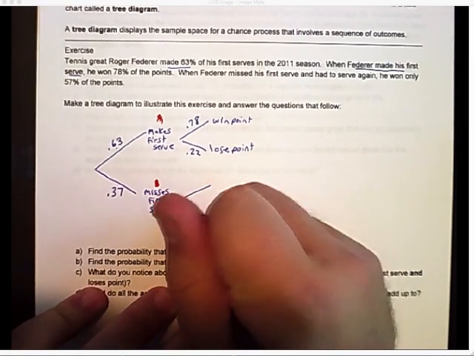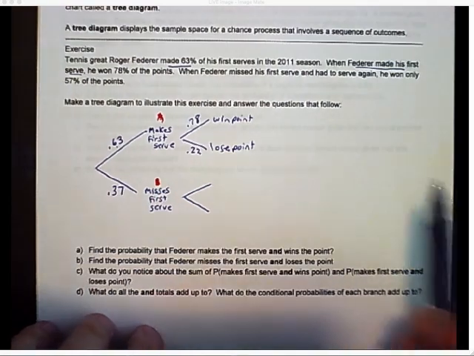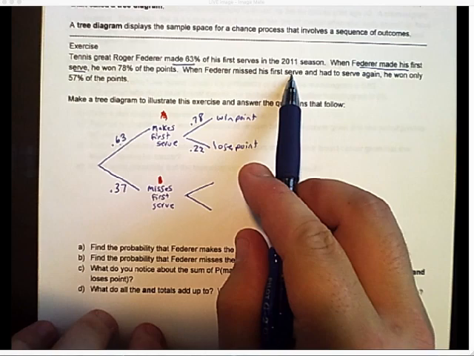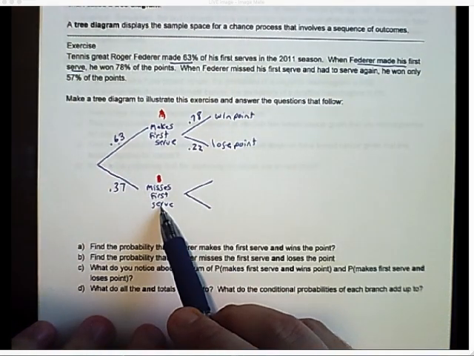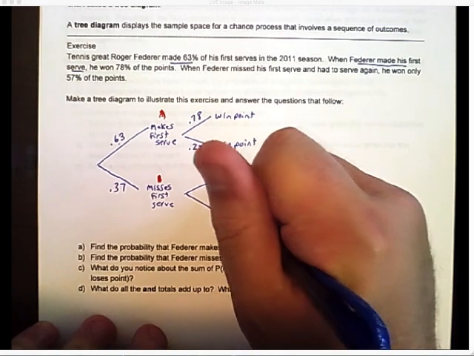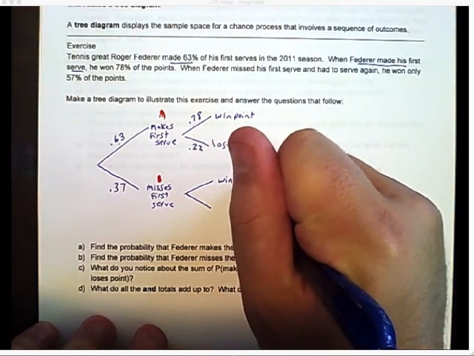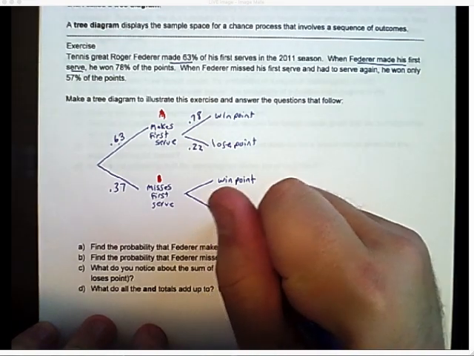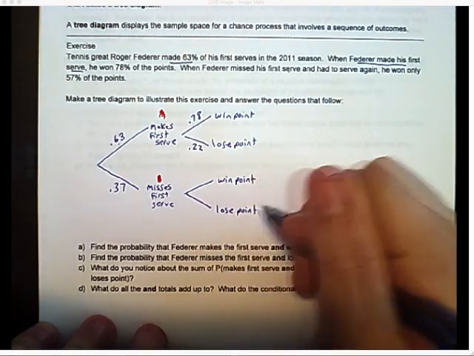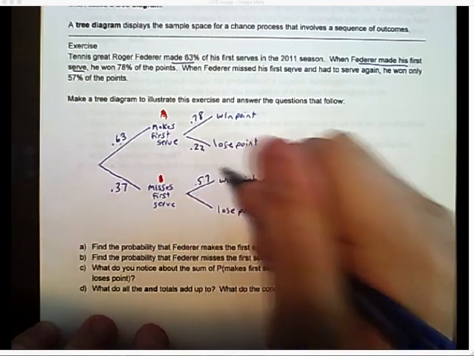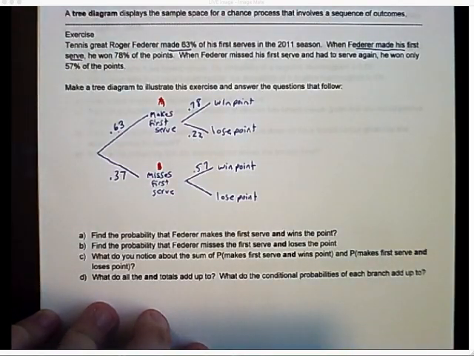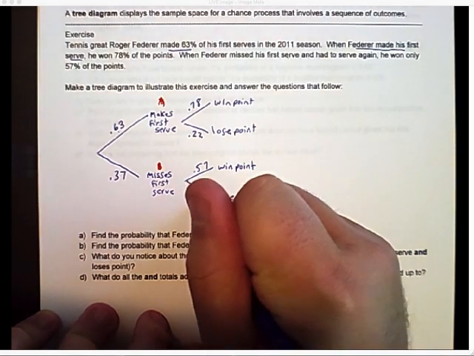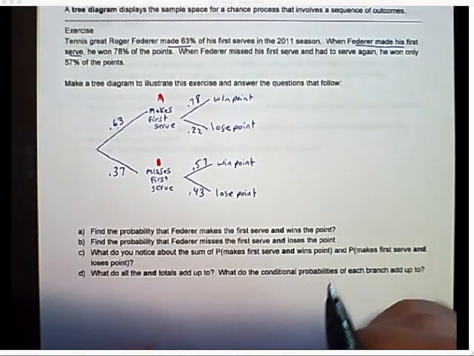Let's finish over here. When Federer missed his first serve, so now we're on this branch, he won only 57% of the points. So even if he misses his first serve, he gets to serve again, he can still win the point, or he can lose the point. There's only a 57% chance that he wins the point after he misses his first serve. So there's a 43% chance that he loses the point.